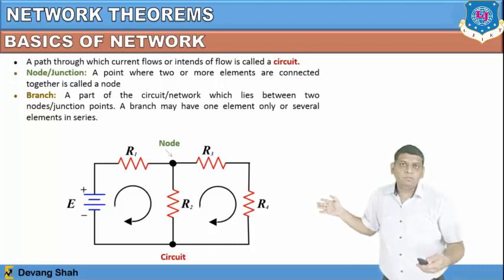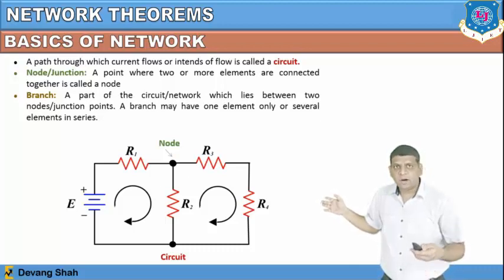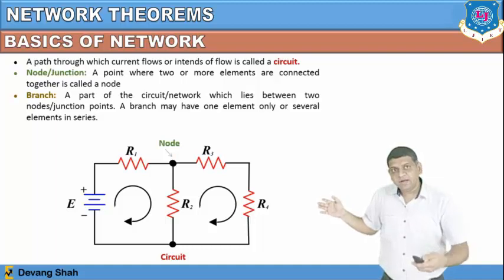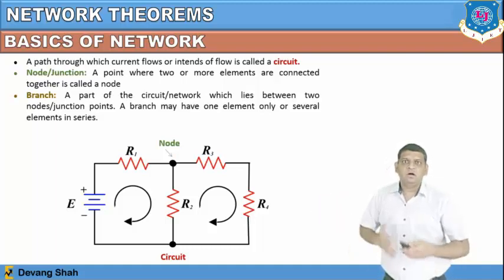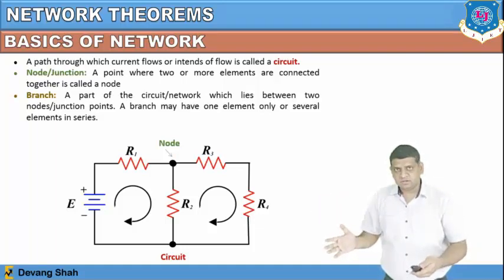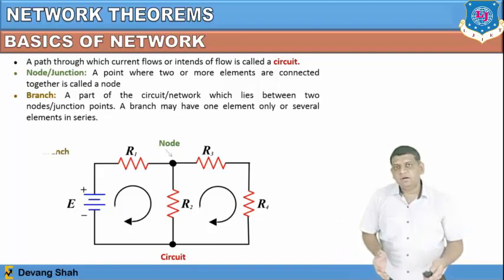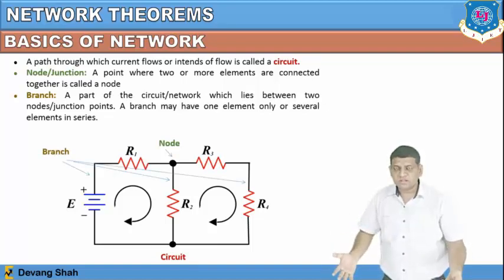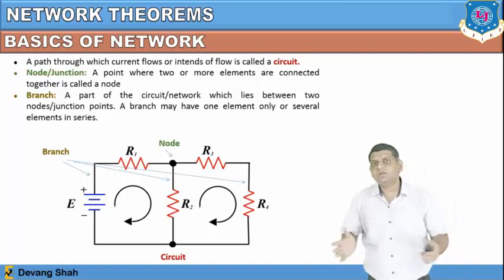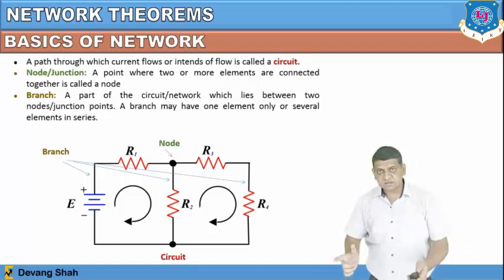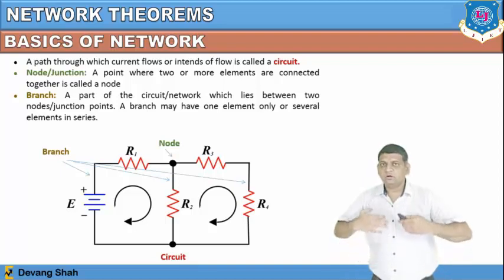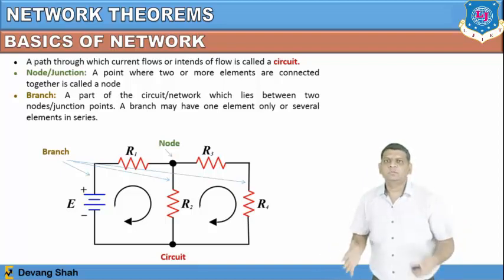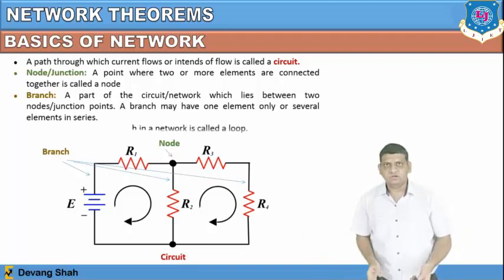What do we mean by a circuit branch? It is a part of a circuit or network which lies between nodes or junction points. Here there are three branches, maybe more, and each branch must contain at least a single element. If you connect more elements in a branch, all those elements must be in series combination.